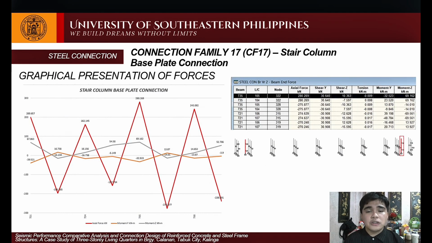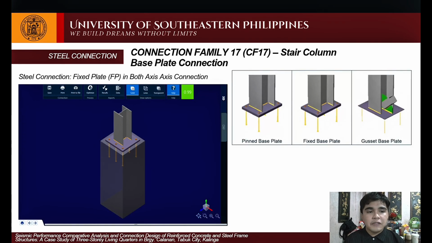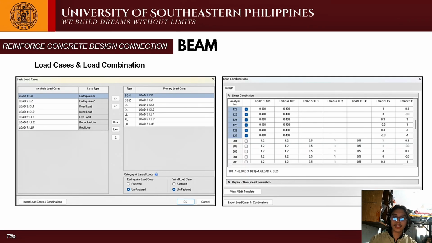The last connection is connection family number 17 for the stair column base plate, with the graph and the governing column. We have here the design for the fixed plate in both axes with a utilization ratio of 0.99. That's all. For the reinforced concrete design, there are three elements or members: beam, column, and footing.